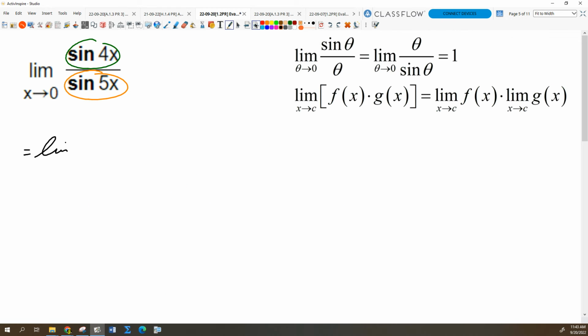Okay, so we're going to write this as the limit of the product of sine 4x times 1 over sine 5x. Now what?